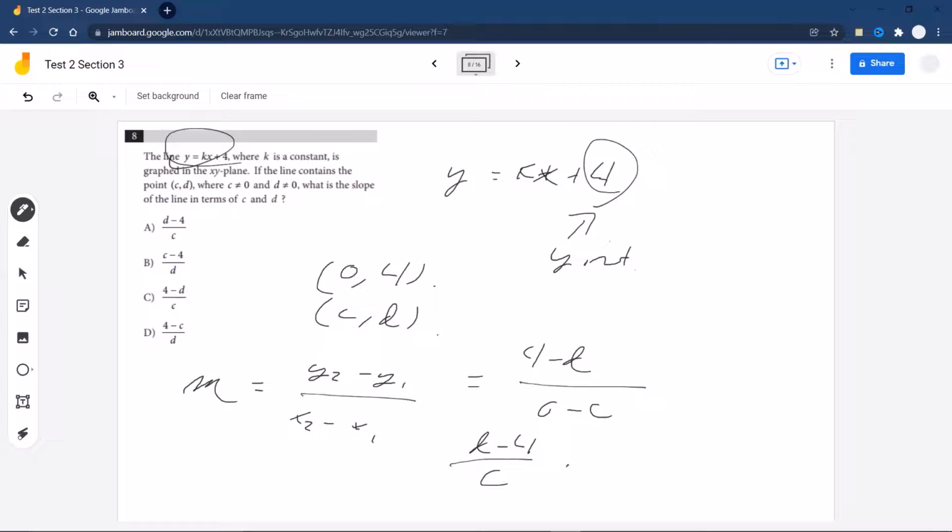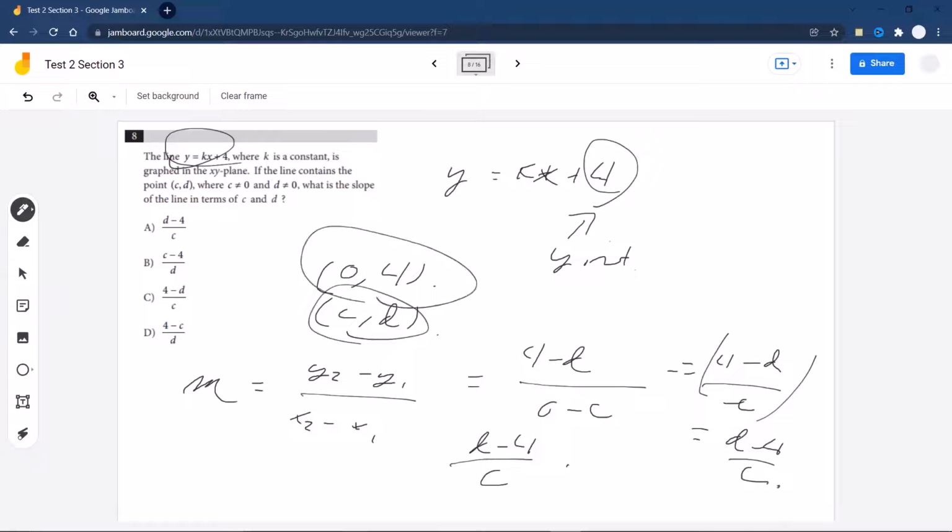Right, if we were to evaluate this, because we'll get 4 minus d over negative c, and we'll just distribute that negative sign, giving us a value of d minus 4 over c. And so therefore, if we consider this an ordered pair and this an ordered pair both falling on the same line, we can then plug both of them into the slope formula, and if we simplify, we get d minus 4 over c.